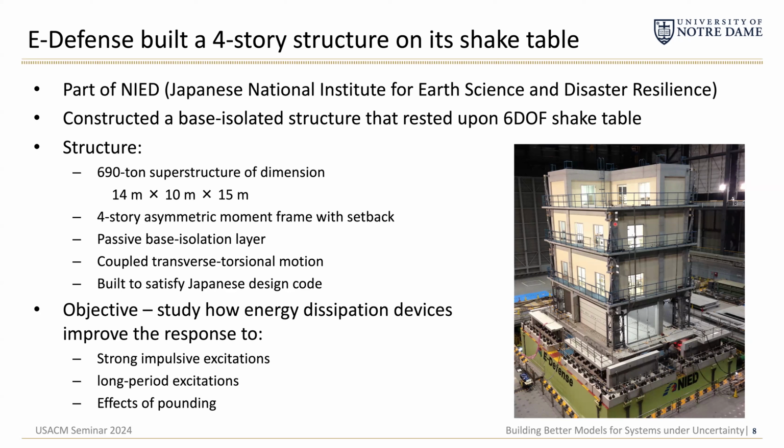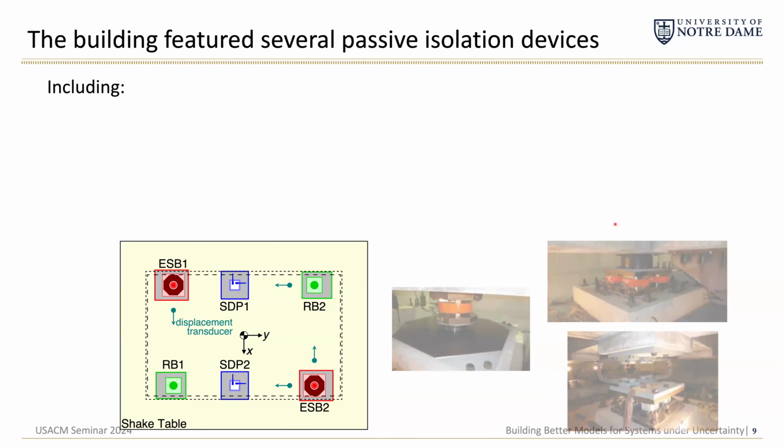And it was sitting atop a passive isolation layer that was then resting atop their incredibly impressive shake table. And the objective of all this series of tests was to look at how the energy dissipation devices in this isolation layer would respond to different types of excitations. And so there were several different devices used in the passive isolation layer, which is what makes this so fascinating, is it was a hybrid layer.